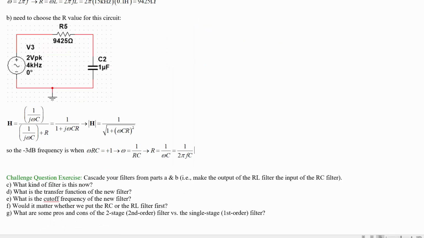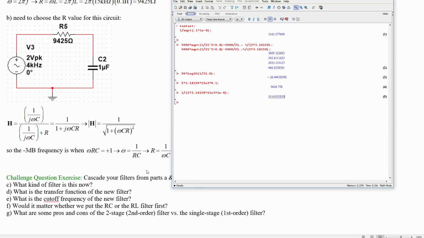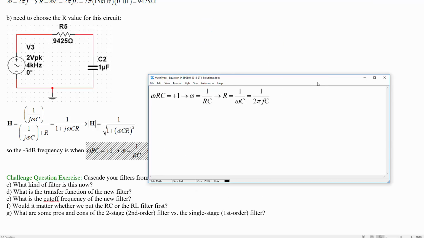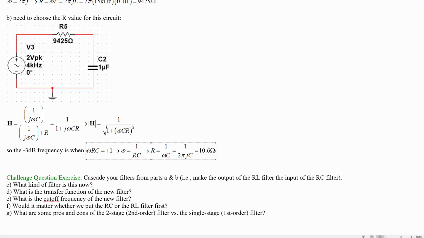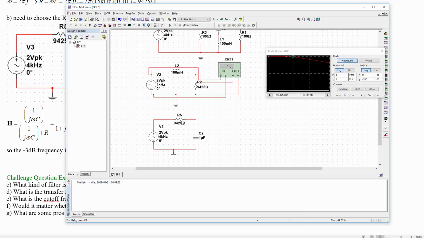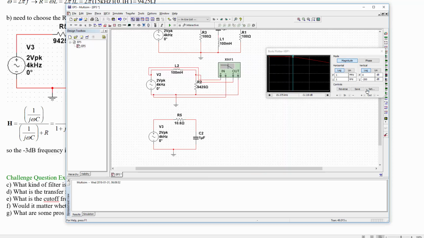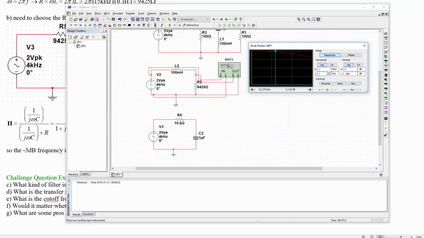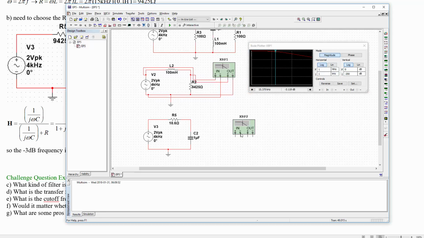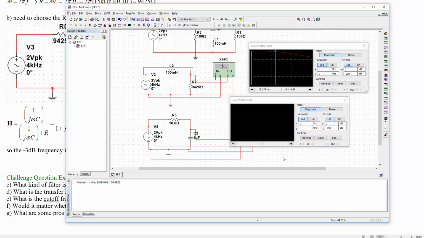Whoa, that's quite a different resistor value from the RL circuit. 10.6 ohms. Let's double check that it actually works in Multisim. We'll put 10.6 ohms there, and we'll get a different Bode plotter tool down here. You can stack as many of these as you like, I guess probably limited by RAM or computer performance speed on the circuit.